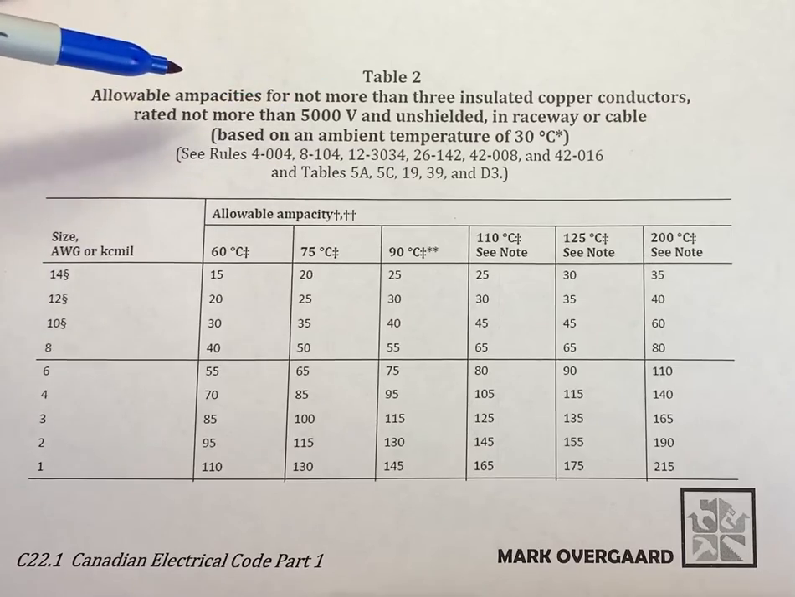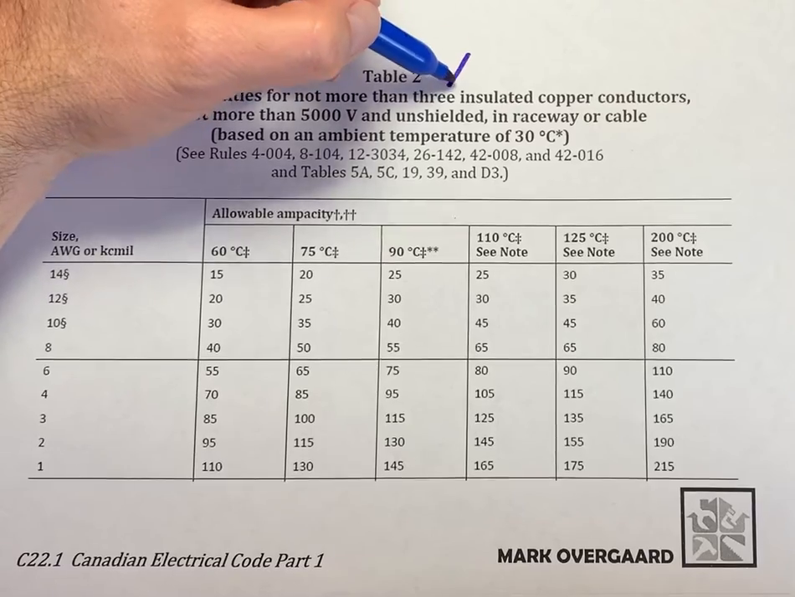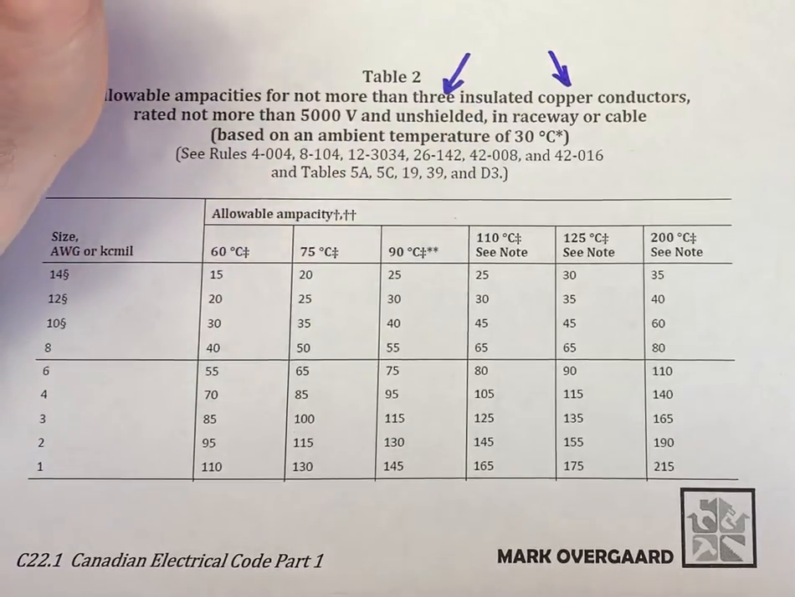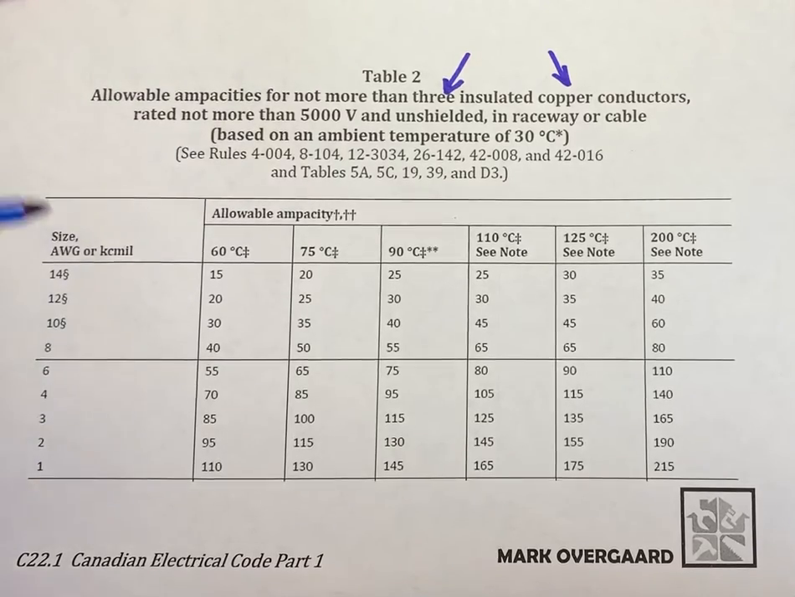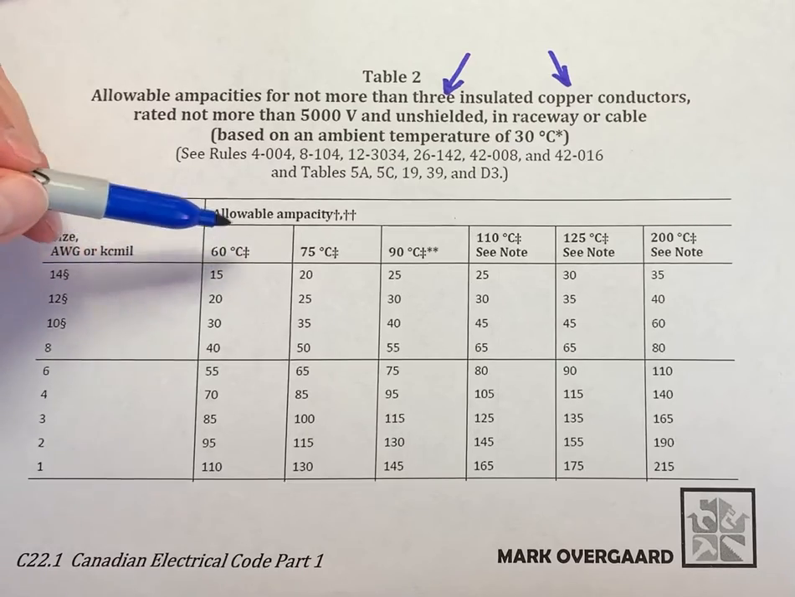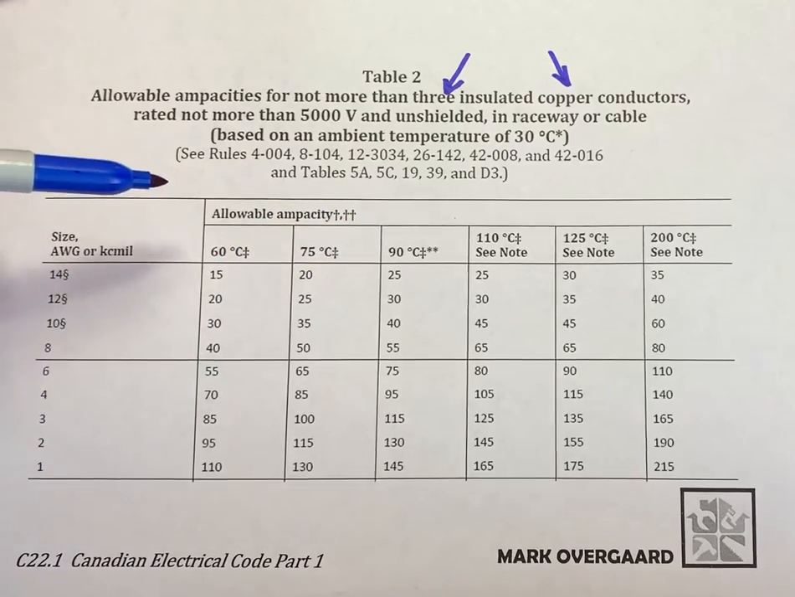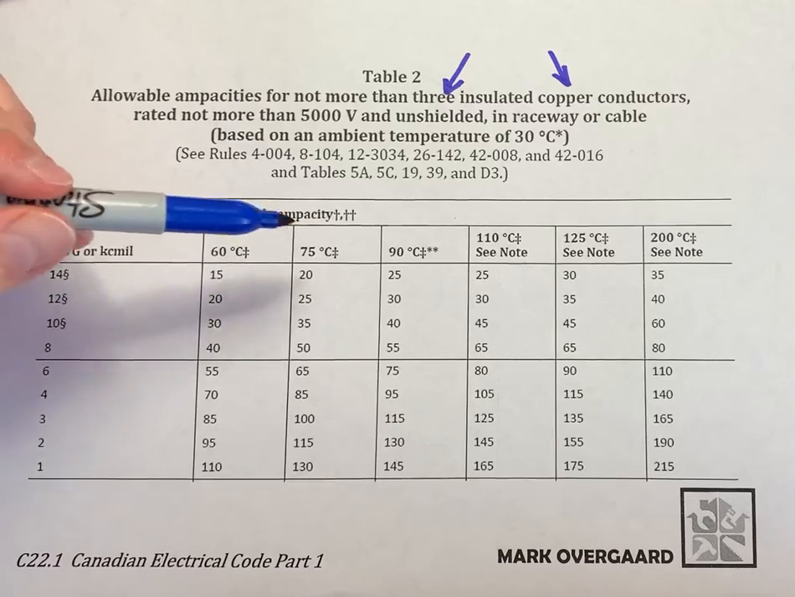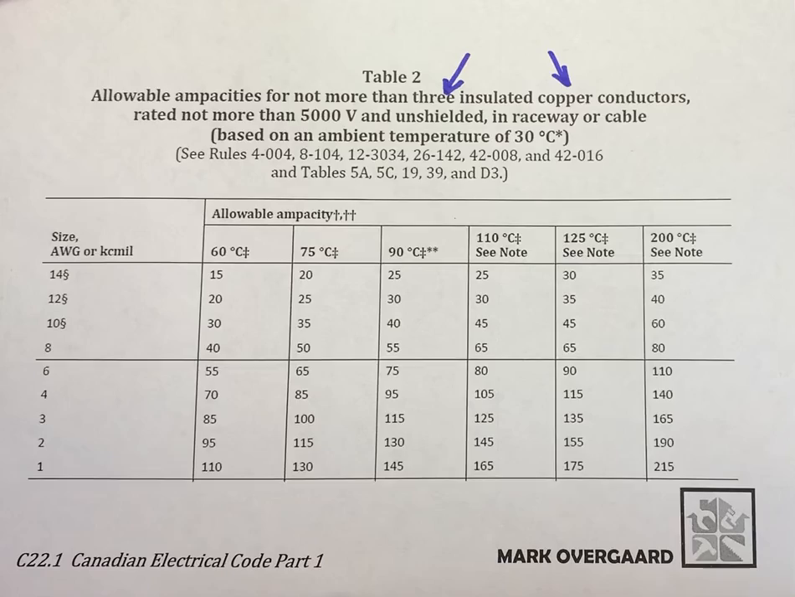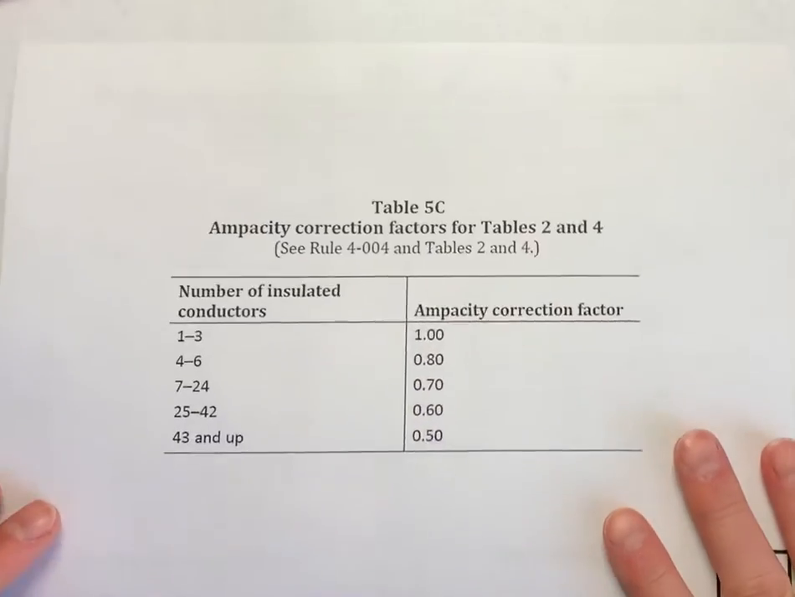So what Table 2 is, it's the allowable ampacity for not more than 3, count them, 1, 2, 3, copper conductors. And what we have on Table 2 is the size, the AWG, 14, 12, 10, and so forth. We have the insulation rating of the particular conductor, 60, 75, or 90. And what we're going to do is get a situation where we have more than 3. So what do we do? Well, that's where we bring in our table.